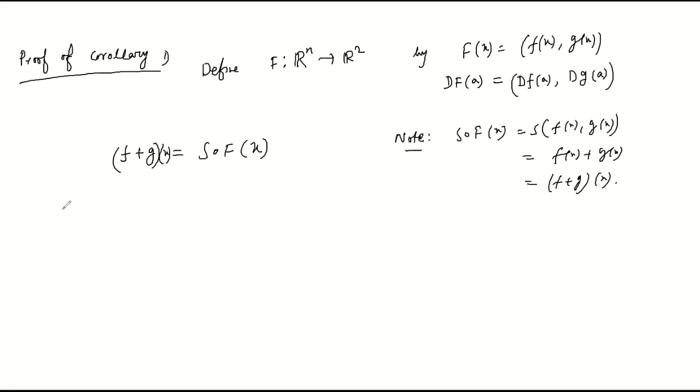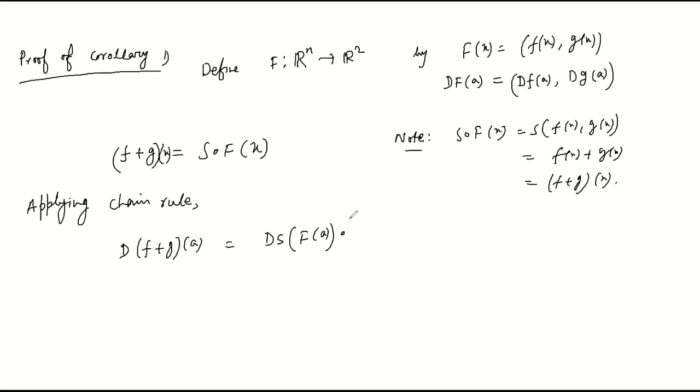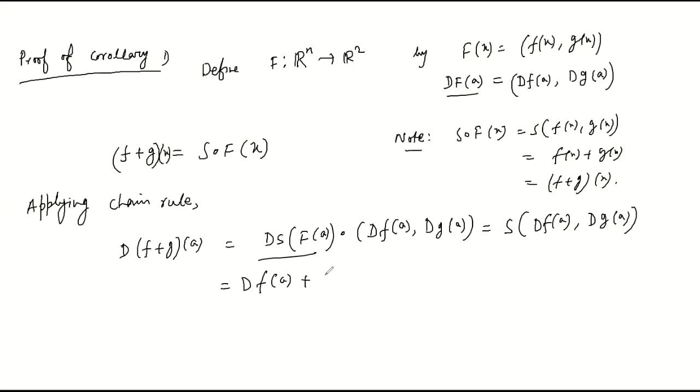So now, applying the chain rule, we have the derivative of f plus g at a equal to the derivative of s at the point F of a, composed with the derivative of F at the point a, that is (df at a, dg at a). This is equal to s itself because s is linear. So s of (df at a, dg at a) is equal to the derivative of f at a plus the derivative of g at a. So this is corollary 1.